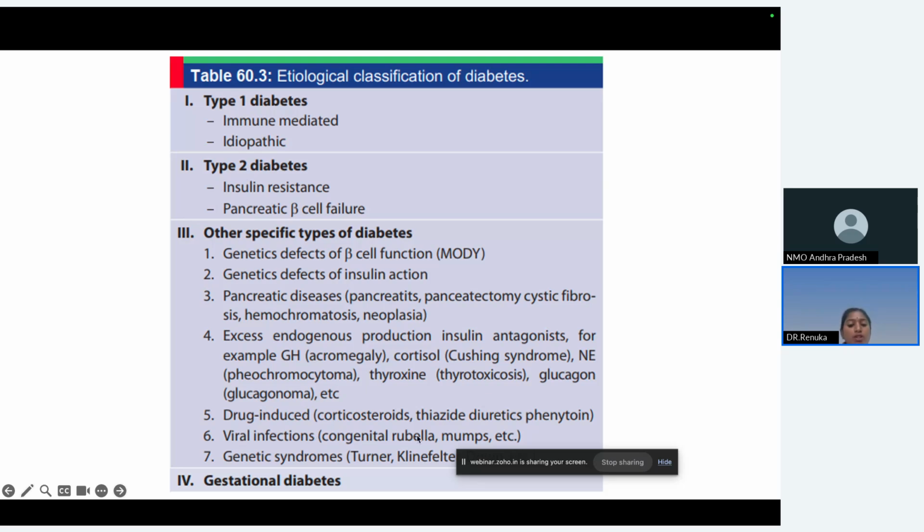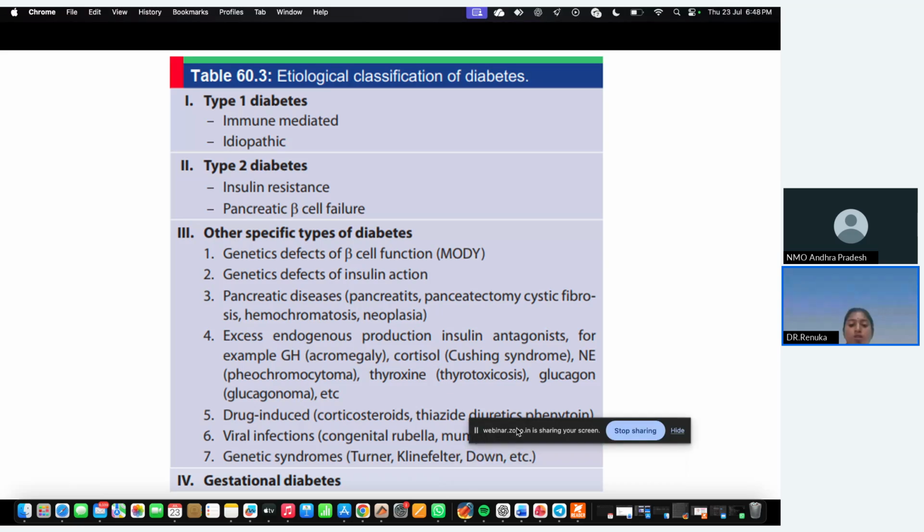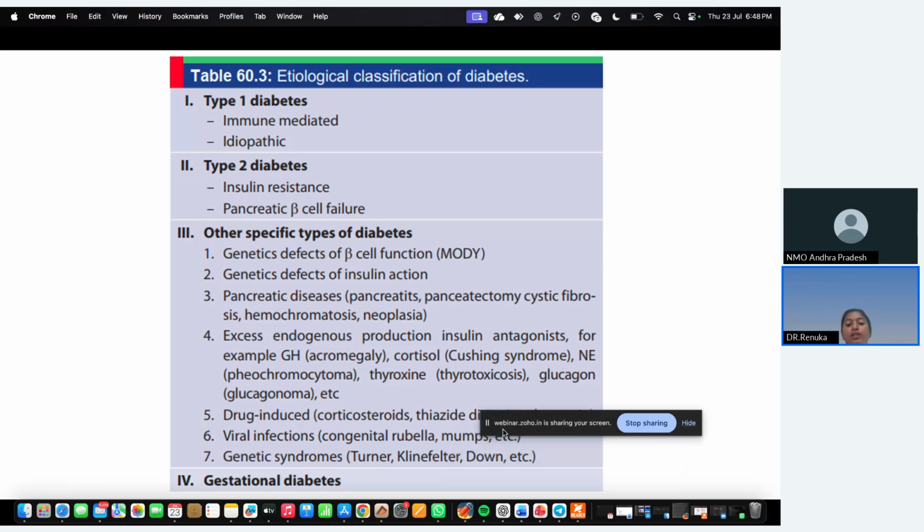Viral infections such as congenital rubella and mumps also cause diabetes. And genetic syndromes like Turner's, Klinefelter's, and Down syndrome. In these syndromes also we will see early onset diabetes. And the other thing is gestational diabetes. During pregnancy, there is a chance of getting diabetes, which is gestational diabetes.